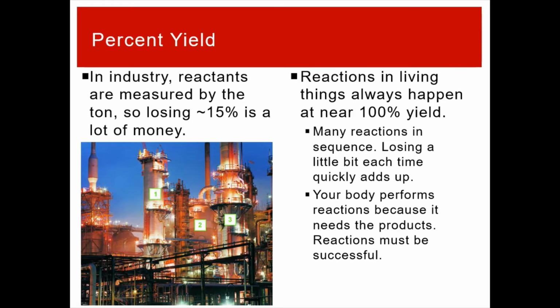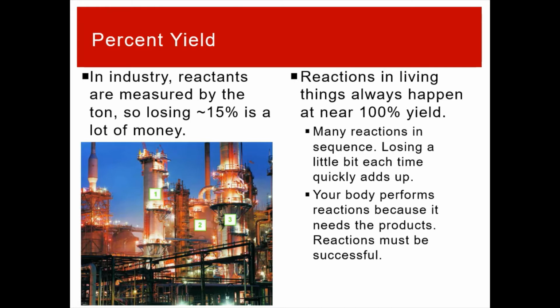Because your body does a lot of small reactions that add up to big changes. So if each time you lost, say, 5%, that would quickly add up to nothingness over the course of hundreds of reactions. Additionally, if you lift your arm, that needs to happen. It can't be, oh, I lifted my arm and it went 50% of the way, right? It needs to happen fully and completely.